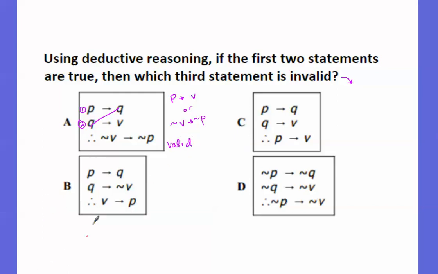Let's look at a different example. If P then Q, if Q then not V. Here again I can eliminate these two, and I would have if P, then not V. The contrapositive of this, which would also be true, would be the opposite of not V, or V, then not P. Either one would be valid. I have therefore V leads to P. Well, this doesn't match either one of my statements, so this would be invalid.